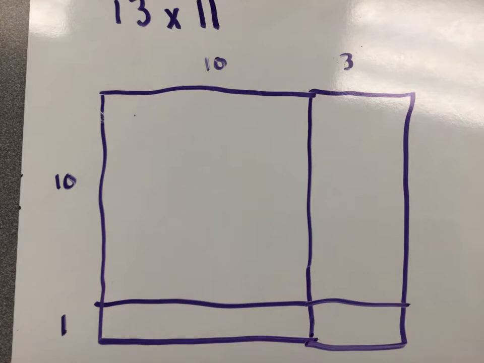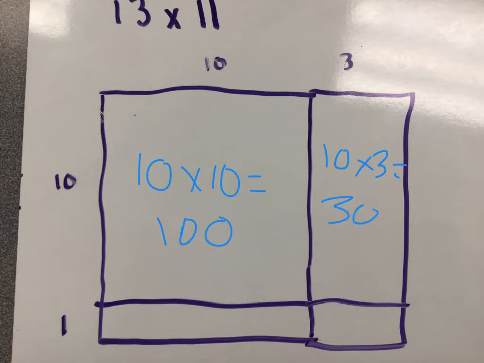This box right here on the top left is a 10 by 10, so we're going to do 10 times 10 equals 100. The box on the right, we're going to do 10 times 3 equals 30. The box on the bottom left, we're going to do 1 times 10, which is 10. And on the bottom right, we're going to do a 1 by 3, which is 3.